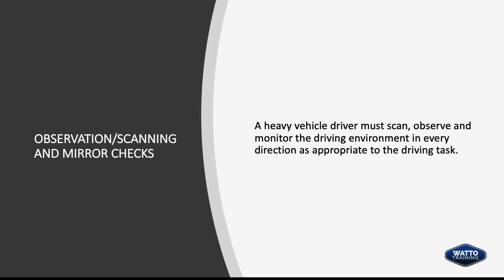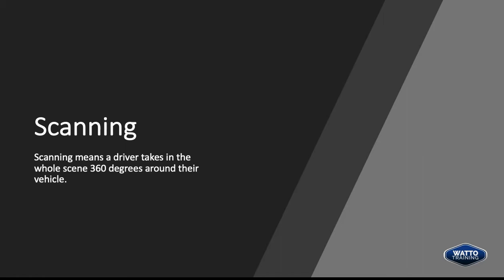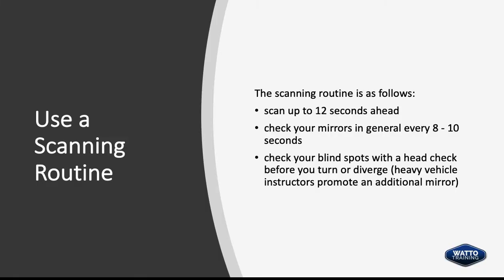Very important to maintain high-level observation and scanning skills as well. A heavy vehicle driver must scan, observe, and monitor the driving environment in every direction as appropriate to the driving task. So one of the key things with road positioning is really amp up the observation and scanning and the mirror checks. Scanning means a driver takes in the whole scene 360 degrees around their vehicle.